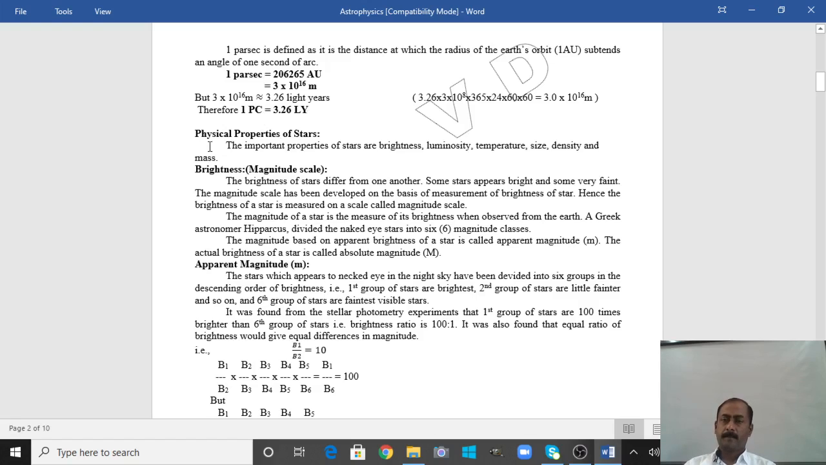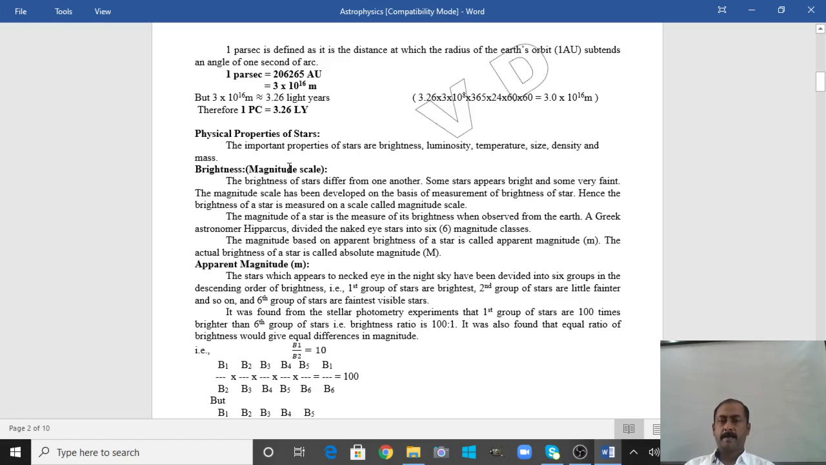Let us see the physical properties of stars. The important properties of stars are brightness, luminosity, temperature, size, density and the mass. These are all the physical properties of stars. Let us study one by one. The first property of the star is brightness.